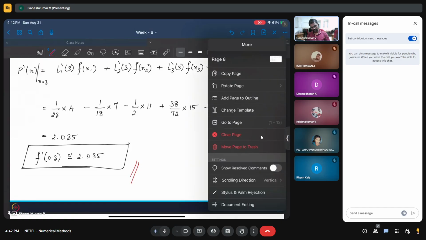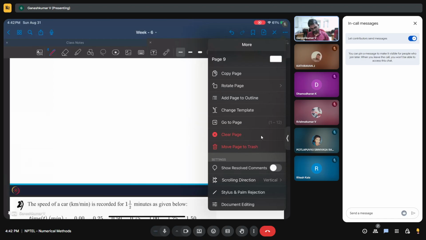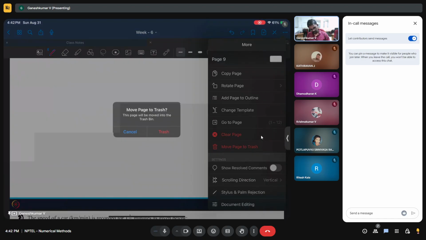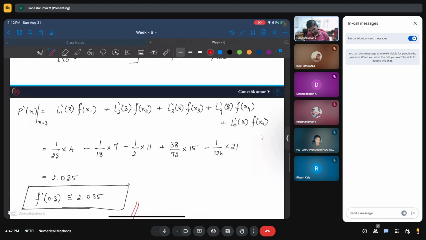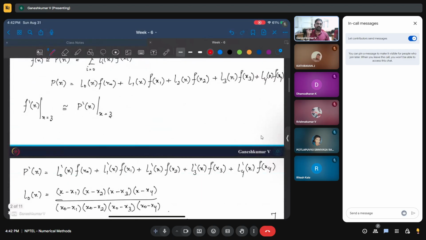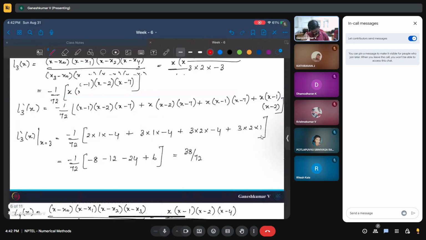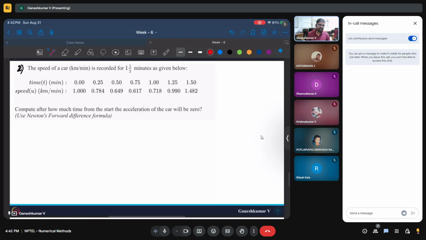So this is how you solve this problem. You need to find the Lagrange coefficients and their derivatives, substitute in the polynomial, and you will end up getting the derivative. All right, I hope there are no questions, it should be fairly straightforward. So we will move on to the second question that I have.